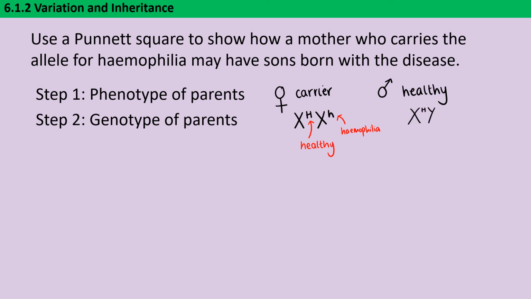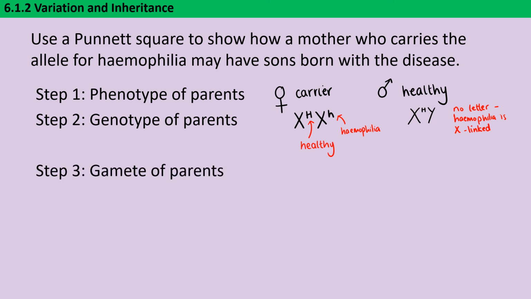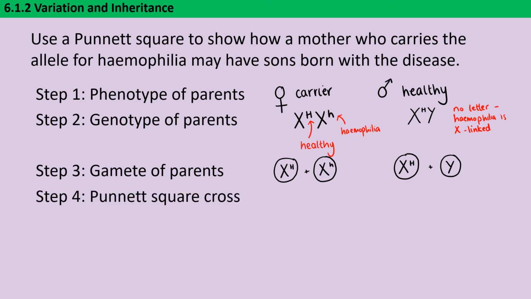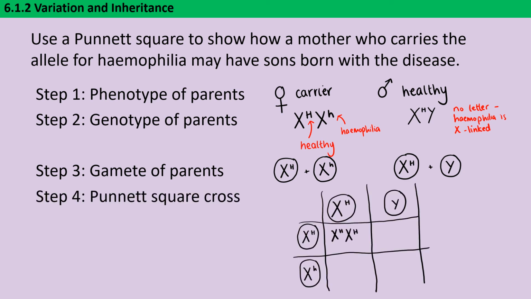Then for the father, we're going to have X with a capital H to show that this is a healthy allele, and then for the Y chromosome, we don't have a letter indicating whether there's haemophilia or not, because that particular gene is X-linked, not Y-linked. Then we can write down the gametes of the parents, and we ring those to show that they're gametes, and then we can do our Punnett square cross.